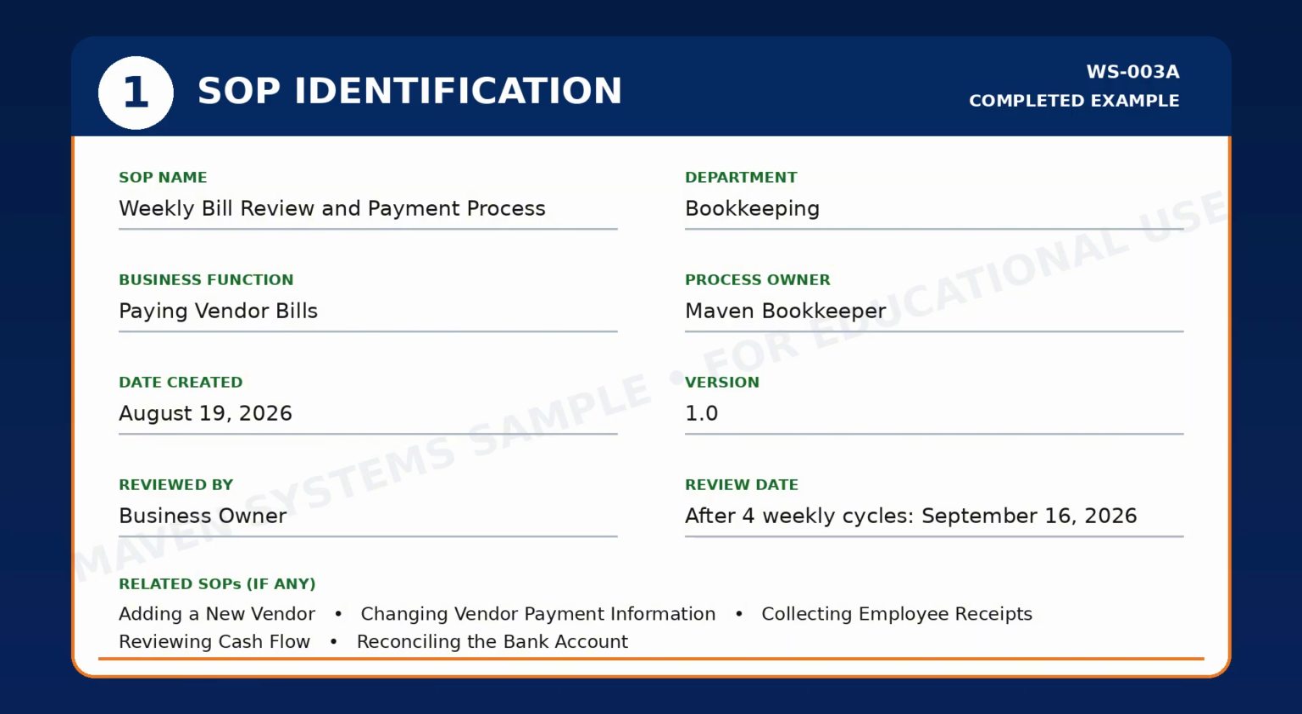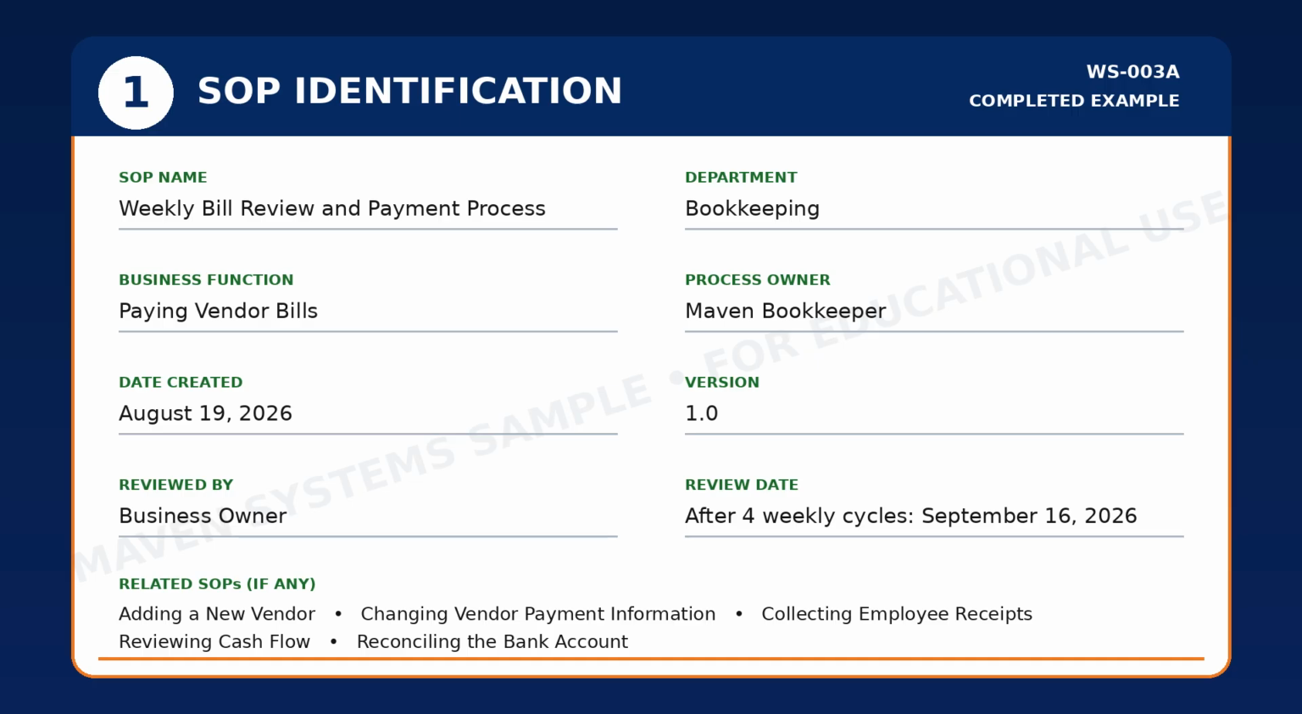And after we know it works, then we can review it once a year, or whenever something important changes. The related SOPs section. Now, this is where we list other SOPs that may connect to this one once we get settled. That would be maybe we need a standard procedure for adding a new vendor, changing a vendor payment or their information type, collecting employee receipts, reviewing cash flow, and reconciling the bank account.